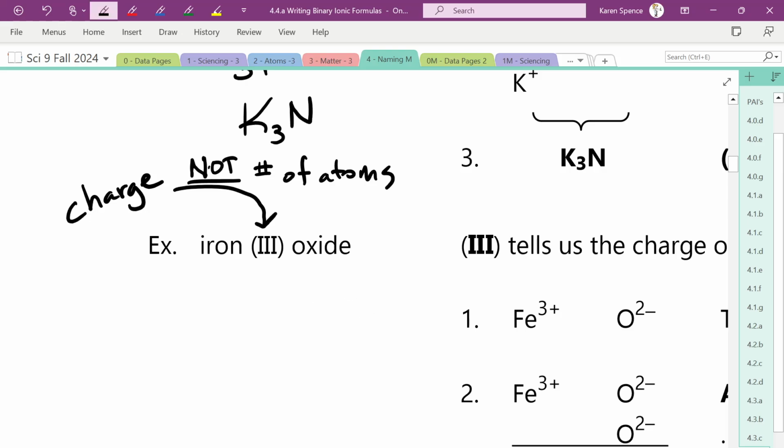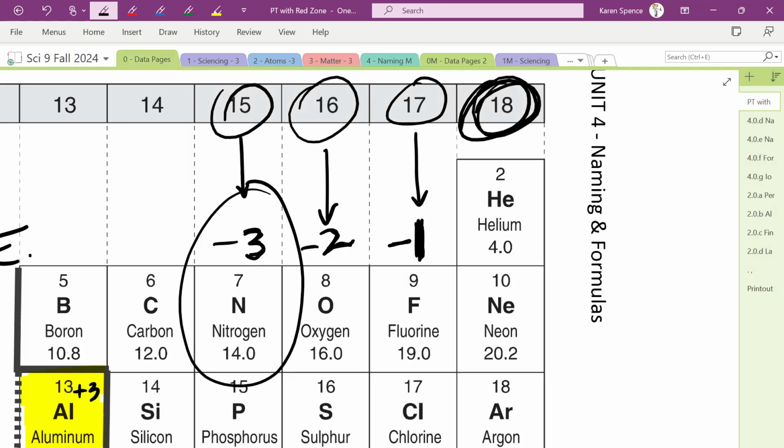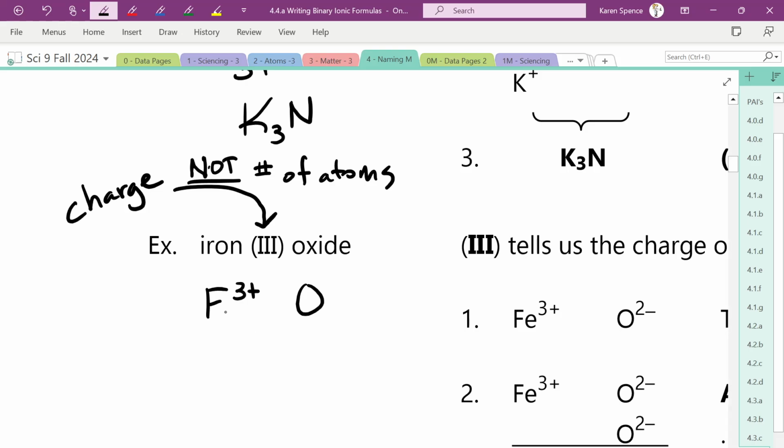Remember, you're working on balancing your charges. So what is the charge of iron? It is 3 plus. Anyone know the charge of oxide? It is 2. Okay, it's in column 16, so it is 2 minus. So, oops, that should be Fe, 3 plus, O2 minus. Now, there's a couple of ways of doing this. One way is if you know how to do lowest common multiples, you can use that and you can say my lowest common multiple of 3 and 2 is 6.